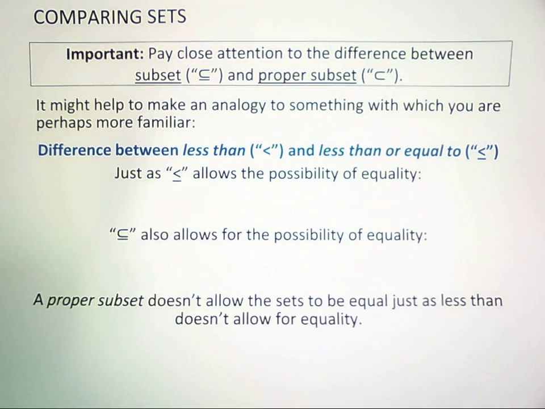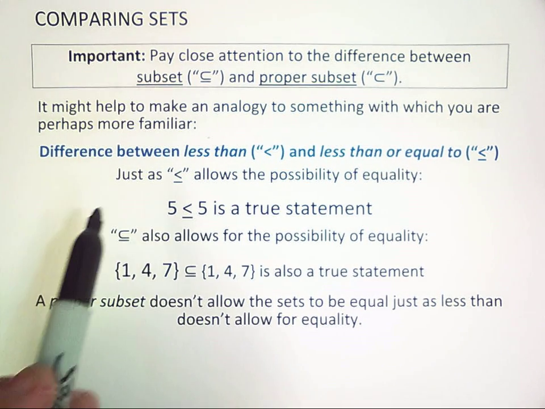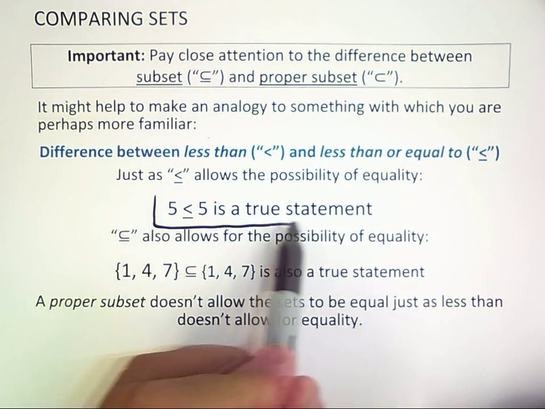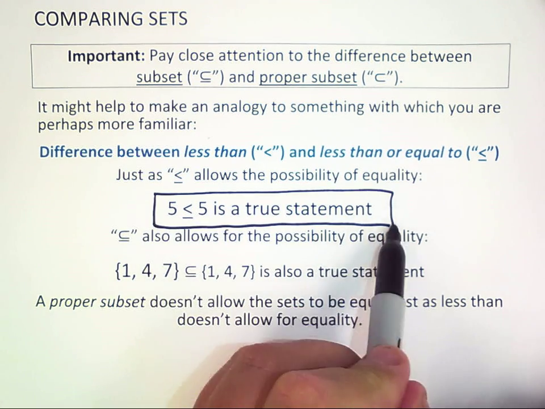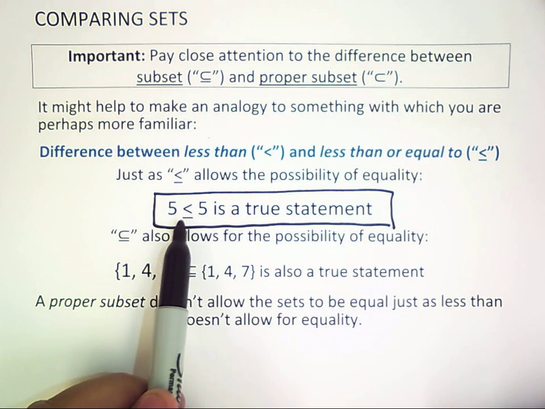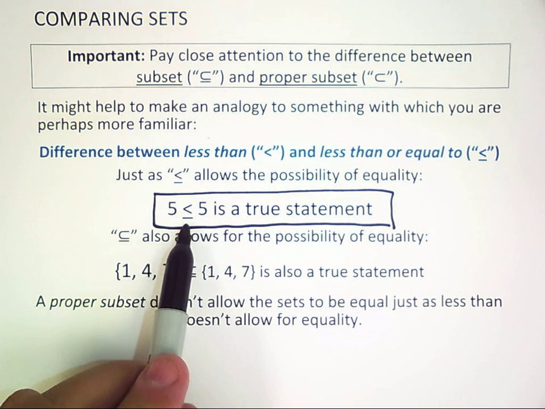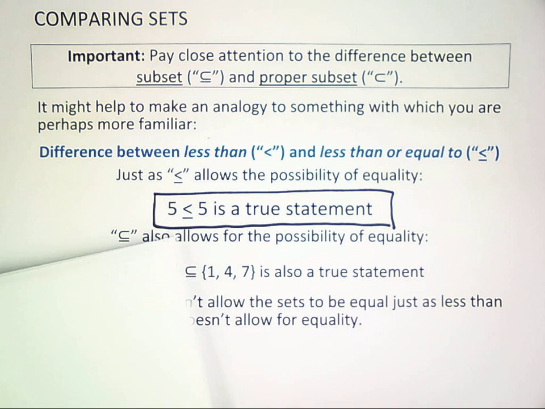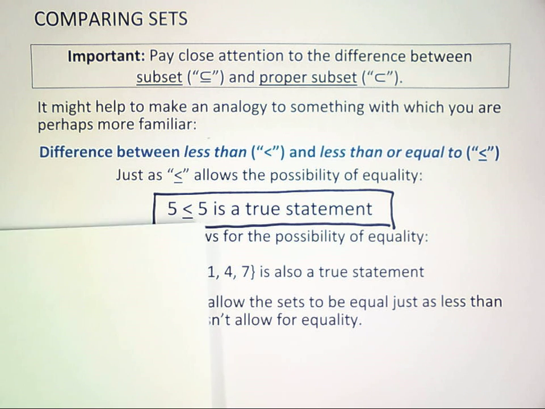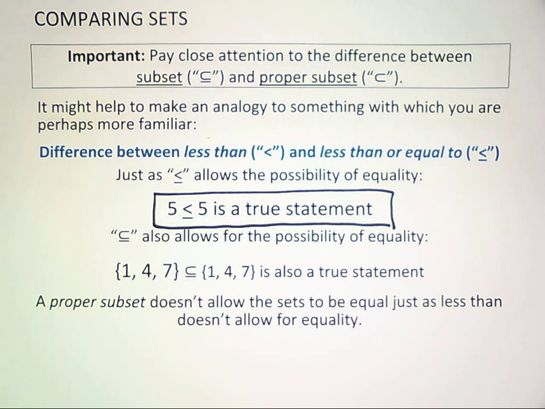And just to see an example of that, suppose you go back to some statement like this. I can say 5 is less than or equal to 5 and get a true statement, because the equal to part allows for the possibility of being the same. But if that equal to part were not there, that would not be a true statement anymore. That would be false. 5 less than 5 is a false statement. So that underline that stands for equality is what makes the difference.